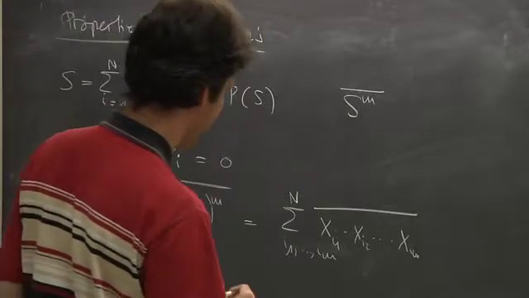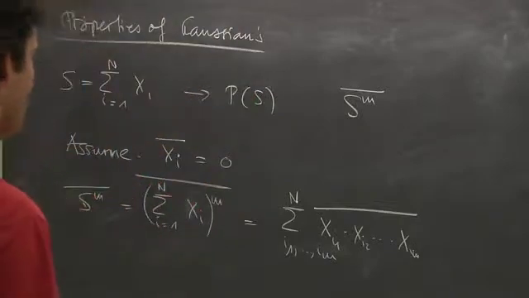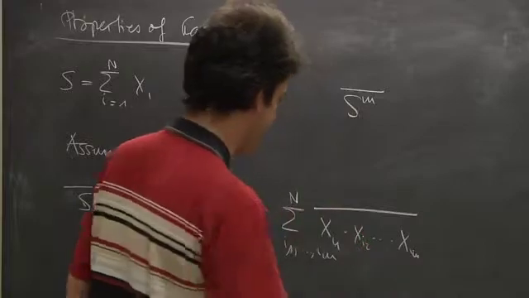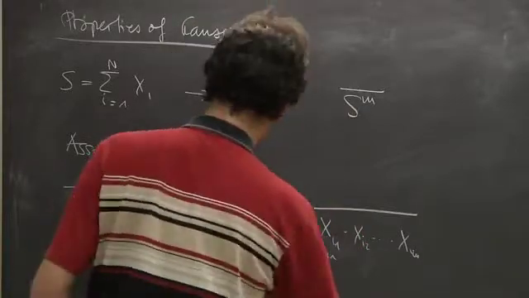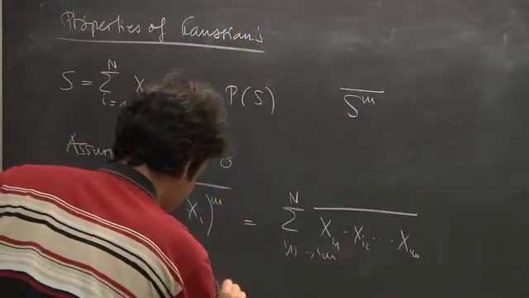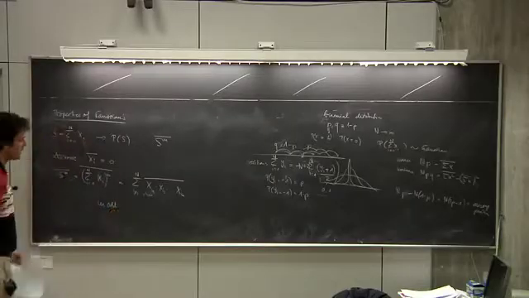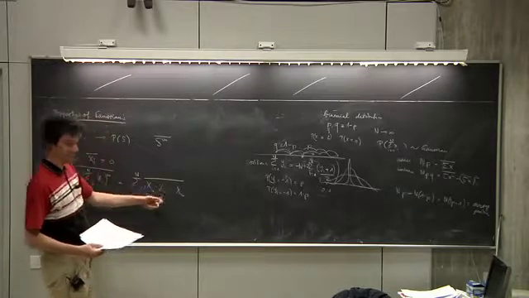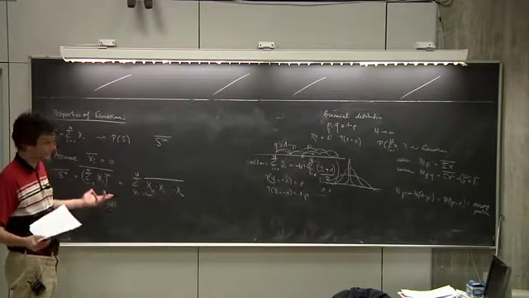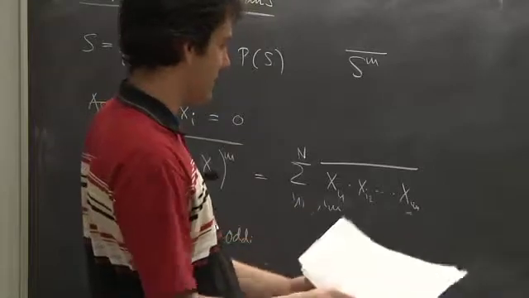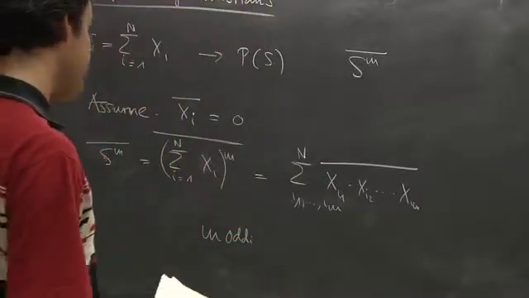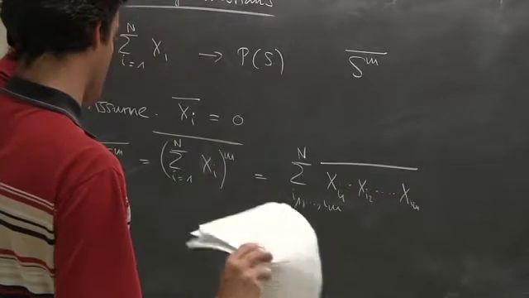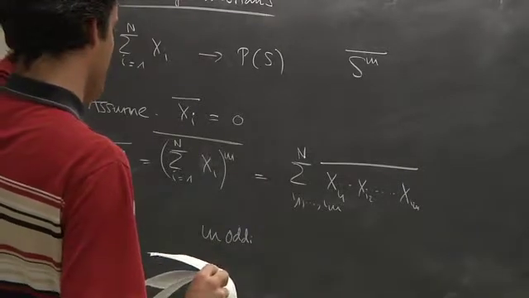Let's discuss the case where m is odd. Then there will at least be one index here that is not equal to the others, because they're just an odd number, so then you cannot pair up. No, sorry, that's not quite true.